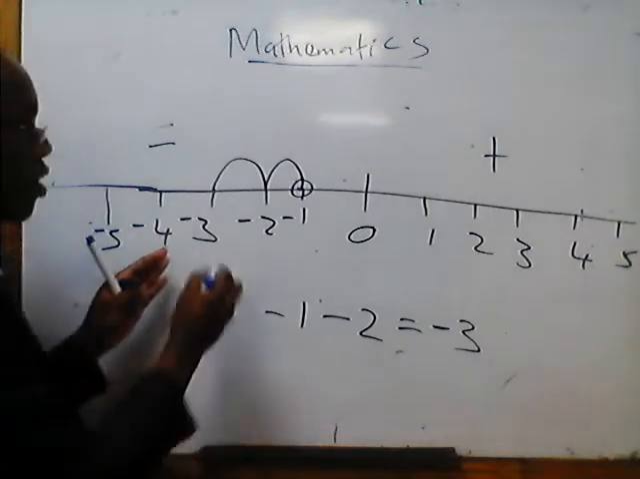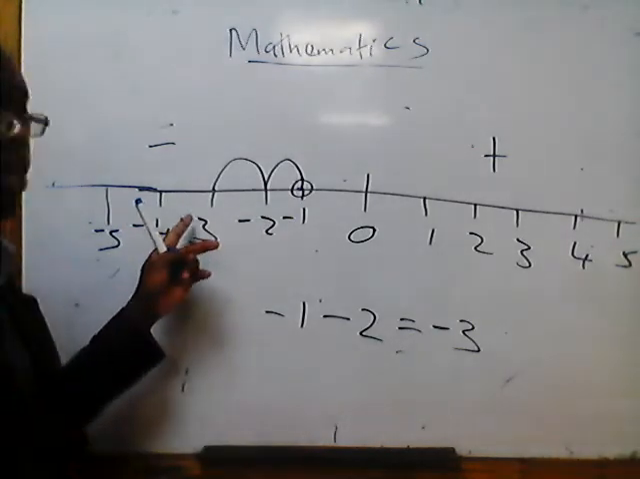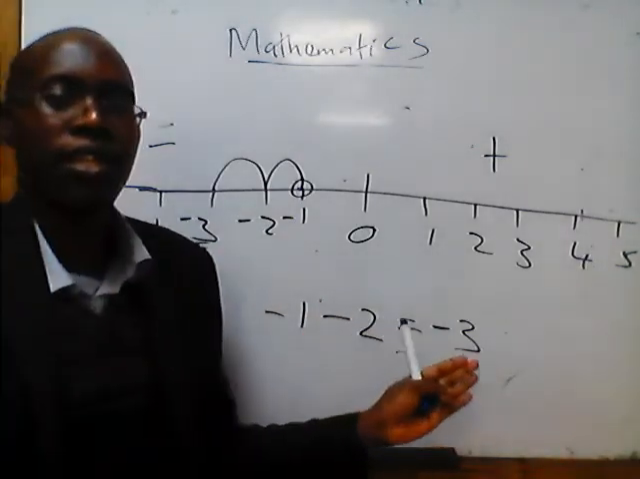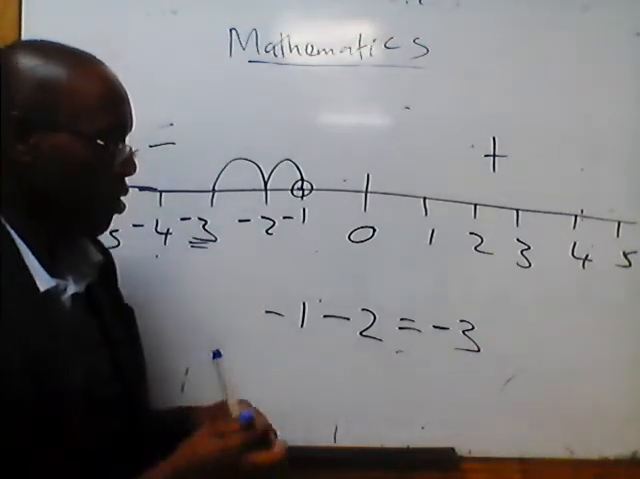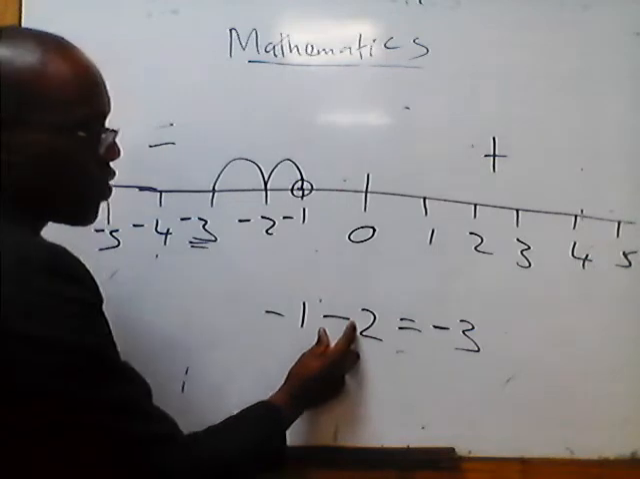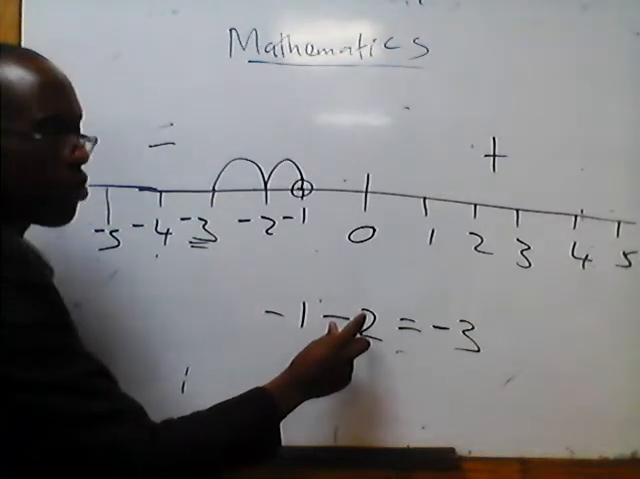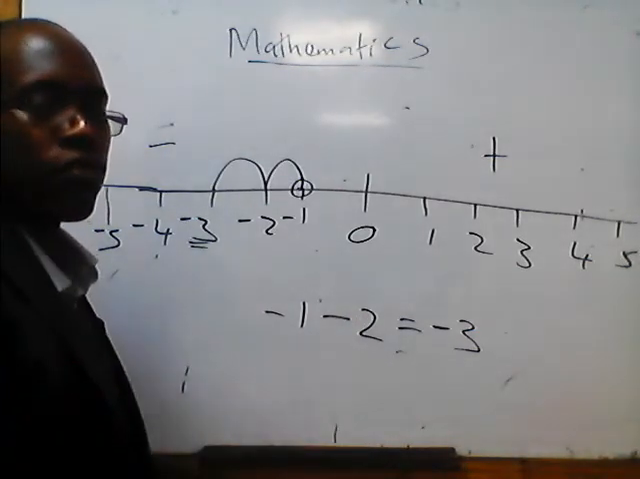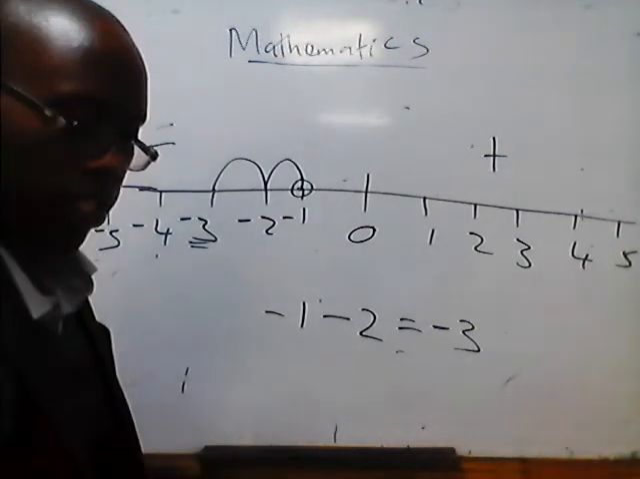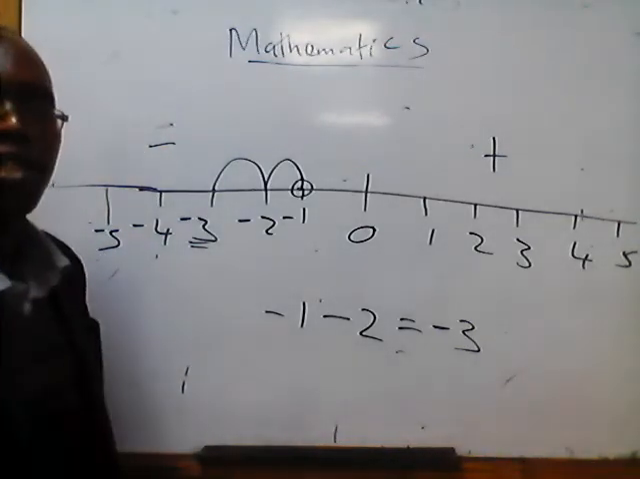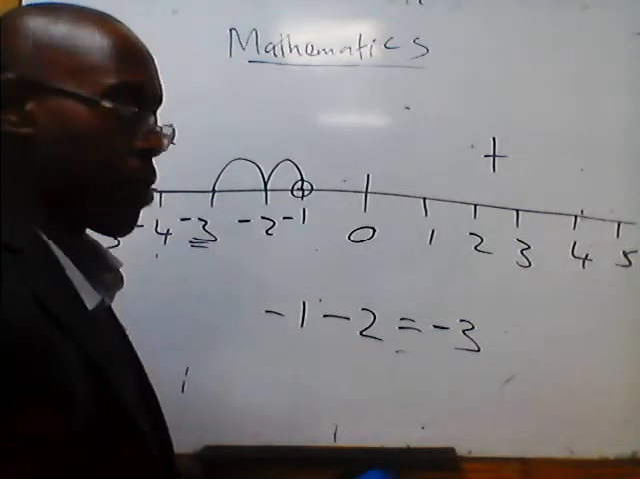So at the end of the day, you can see that you are going to stand on -3, which is the answer here. So that's how you can use the number line. This kind of sign, if it is a positive, you move towards the positive side. If it is a negative, you move towards the negative side. So that is the number line. That's how you do addition and subtraction using the number line.